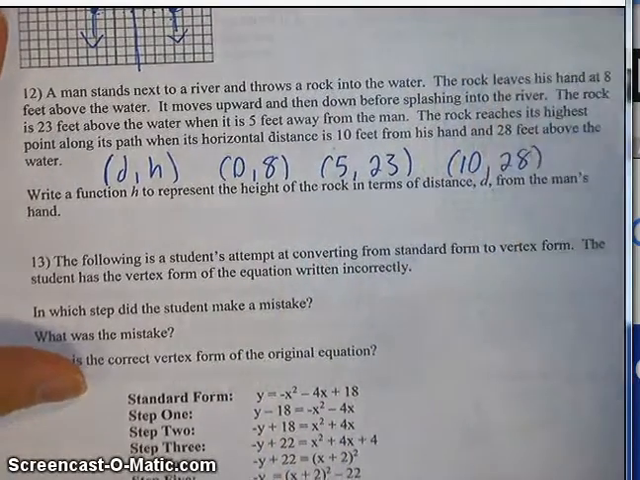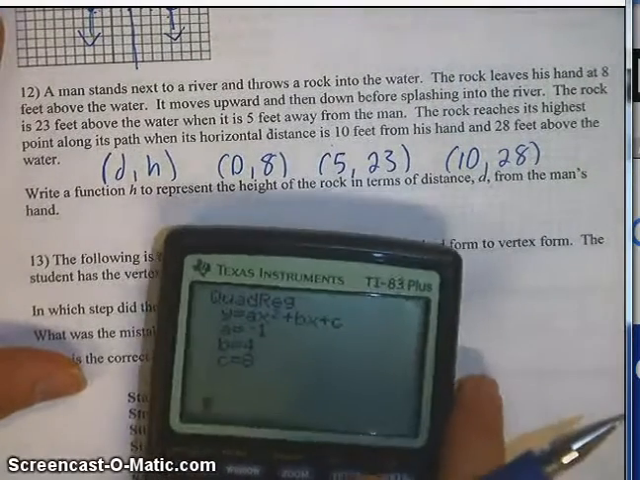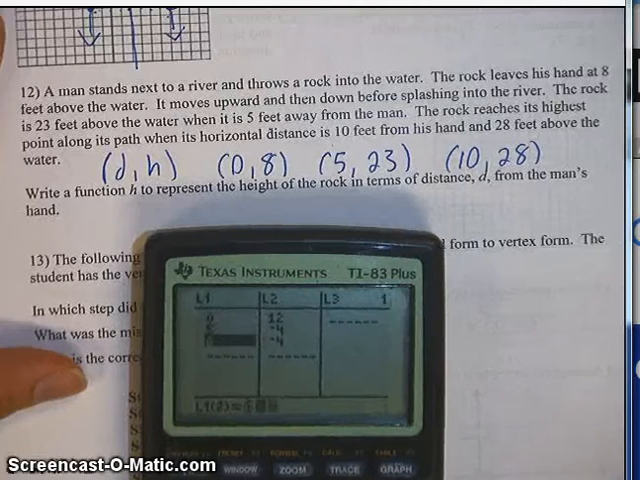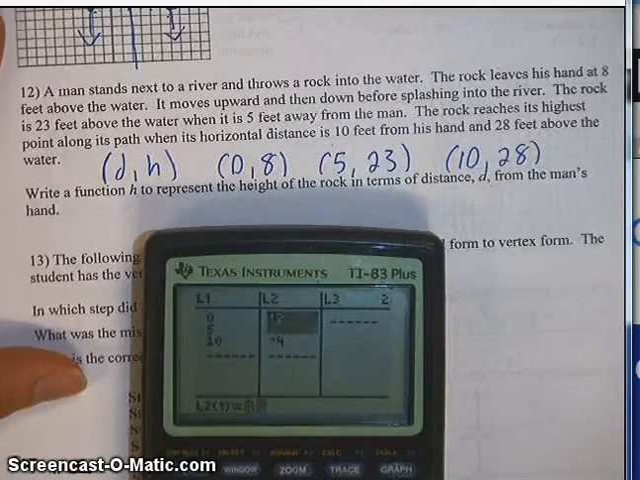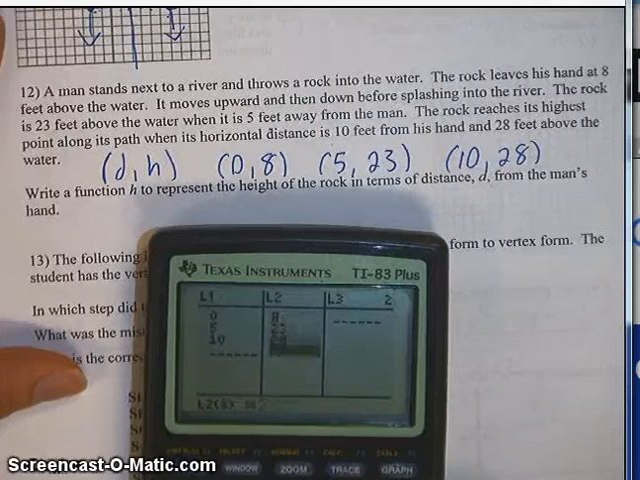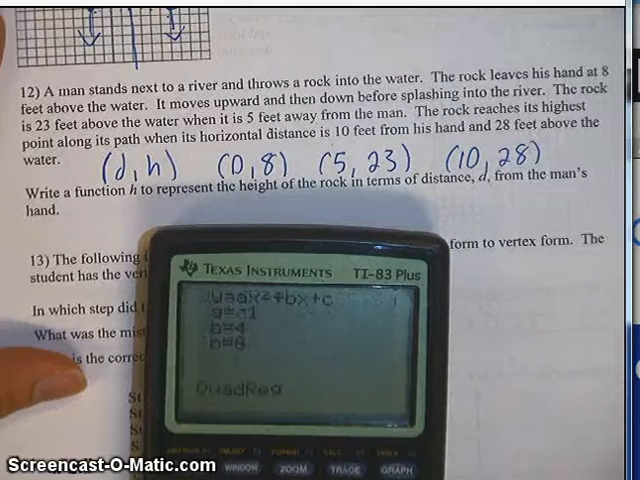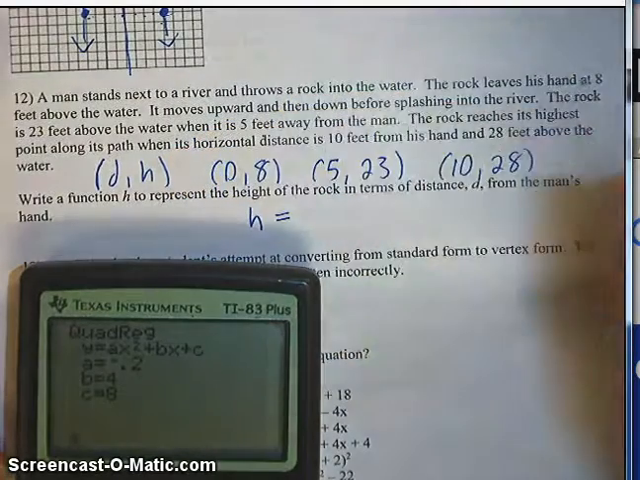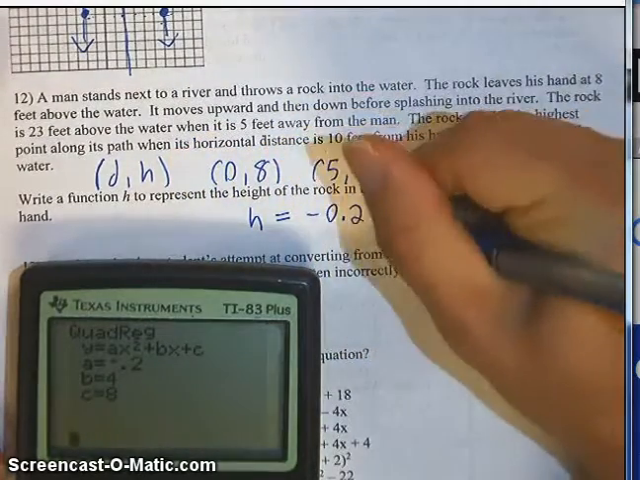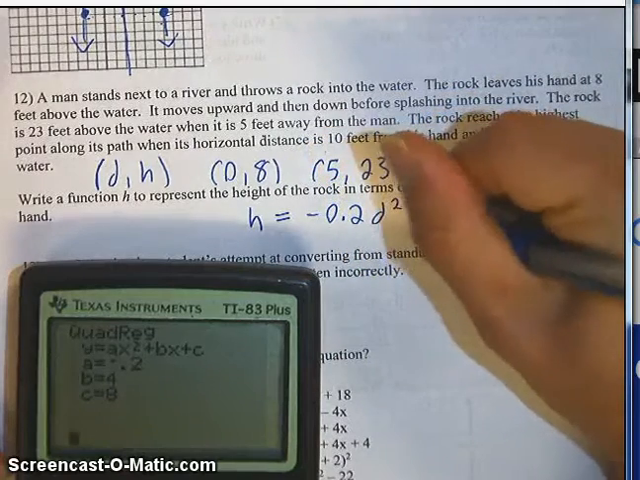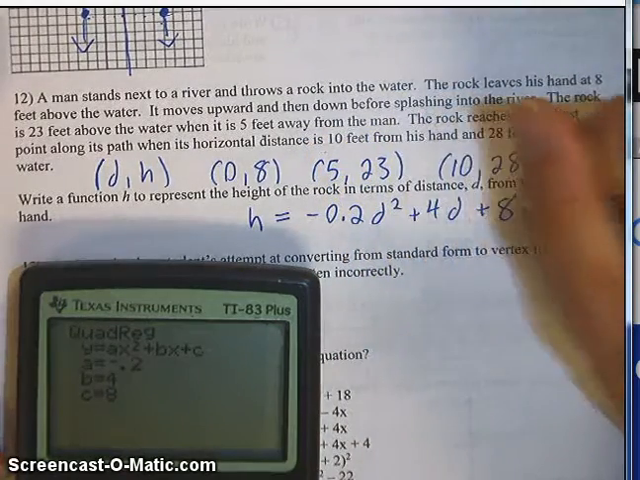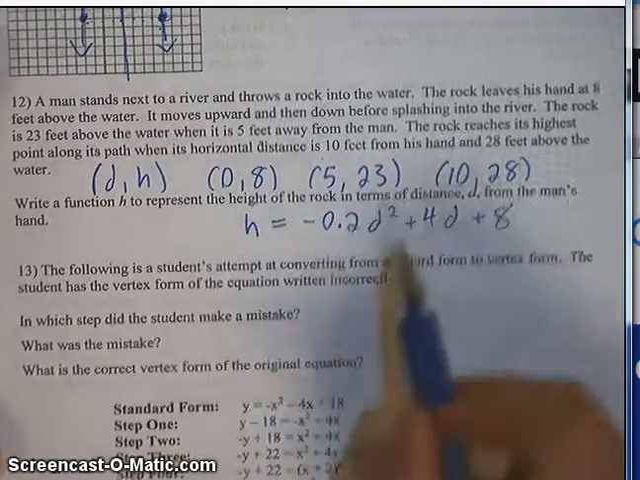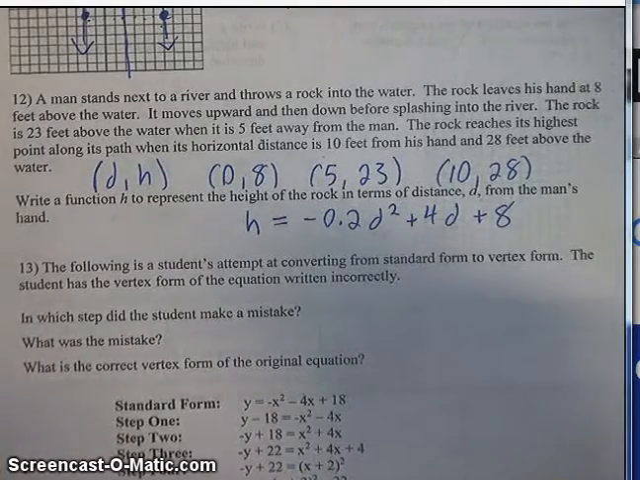10, comma, 28. So now we can write this equation, but I'm going to plug it in to stat edit. 0, 5, 10 for the x values. 8, 23, 28 for the y values. Stat calc 5. And I've got h equals negative 0.2 d squared plus 4d plus 8. That's the equation. So make sure if they ask you to write in terms of h and d that you use h's and d's in your answer.